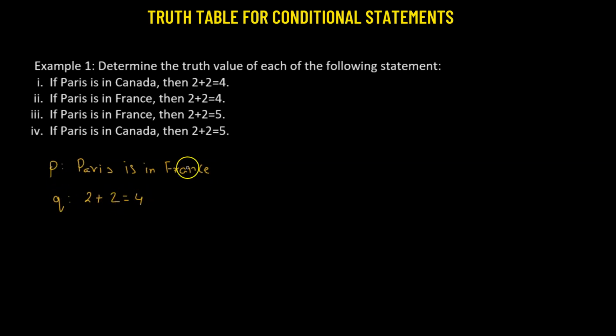If we negate the statement P, not P, so that will be Paris is not in France. Or we can also consider that Paris is in Canada. And similarly, the negation of the statement Q will be 2 plus 2 equals 5, because this is not a true statement. Right. Now, let's consider the first one.